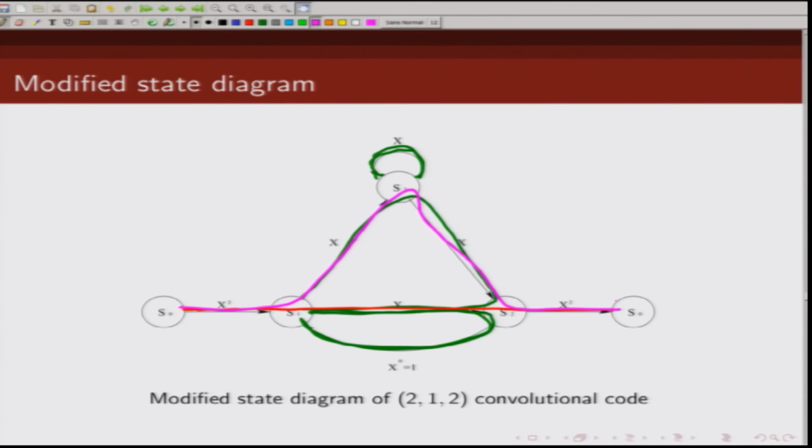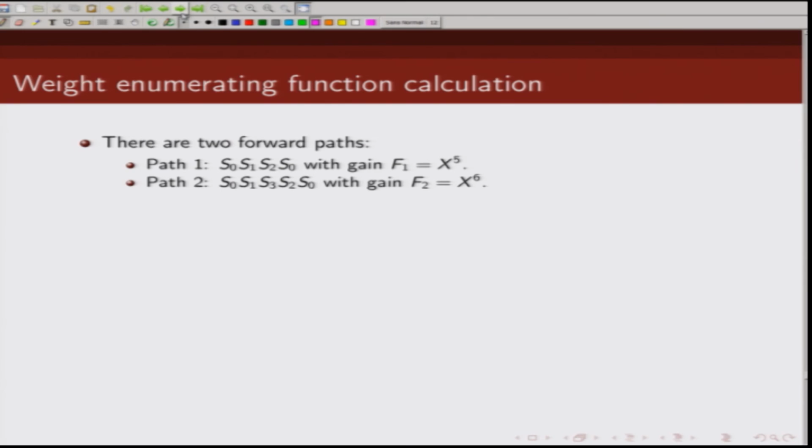In both cases you can see I am not going over any state twice, and there are only 2 forward paths in this case. And what are their corresponding path gains? For the one which I marked with red, this is x square, x, and x square. So, this will be x raised to power 5, and this will be x square, x, x, x square. So, this will be x raised to power 6. So, then we have 2 forward paths, the one with gain x^5, another with gain x^6.